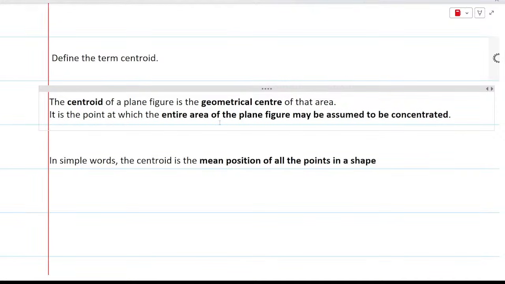So this term centroid has a lot of importance, especially when we are trying to do the stability analysis of structures and when we do the motion analysis of any of the bodies. This term centroid has a lot more importance when we consider the extended topics of stability of structures and motion analysis of bodies.